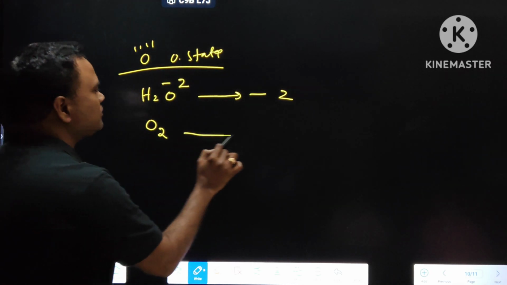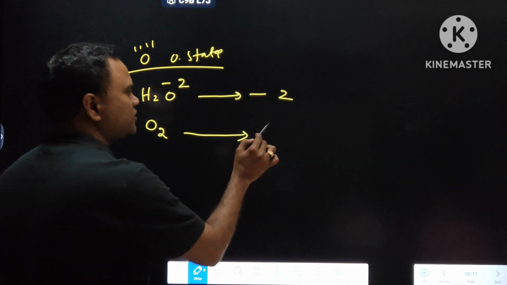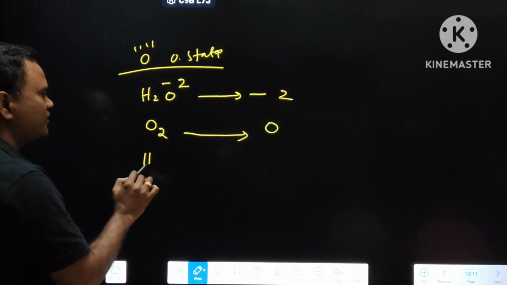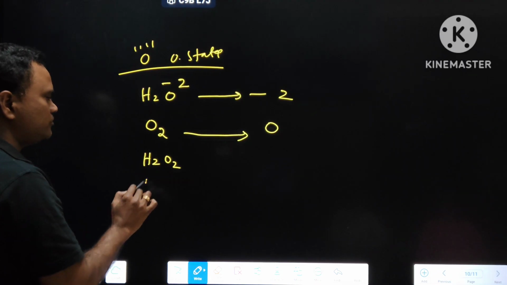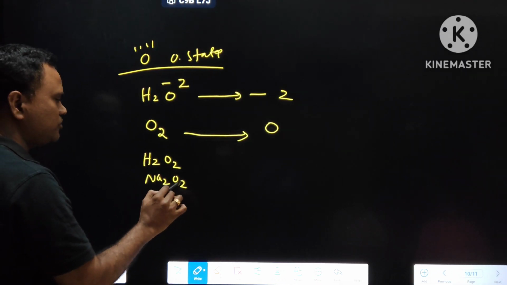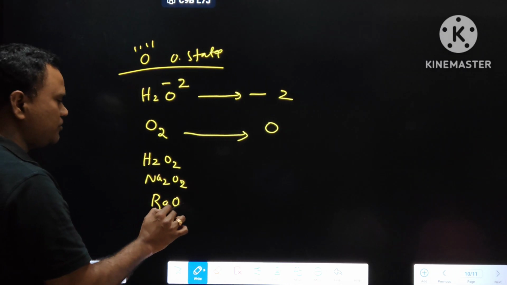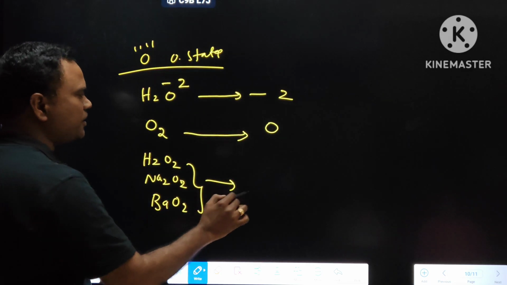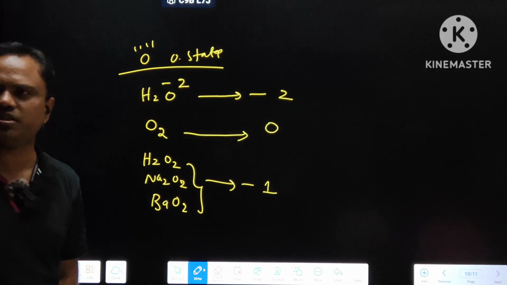In O2 molecule, 0. H2O2, Na2O2, BaO2: 3 important peroxides. In peroxides, oxygen's oxidation state is -1.